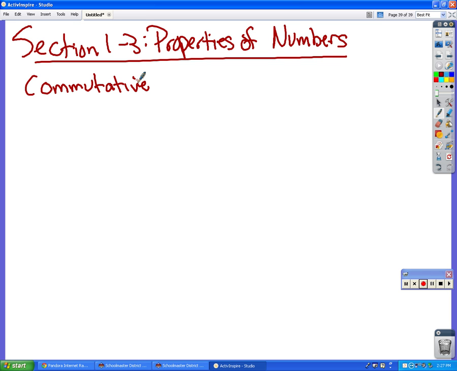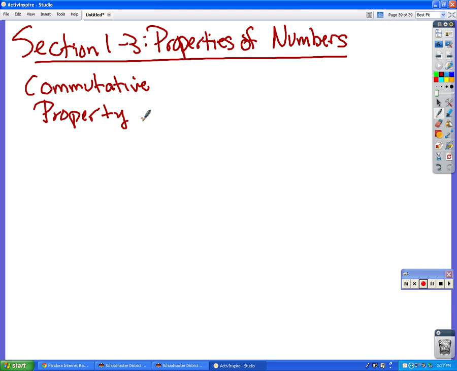And the reason why we're taking notes is because it would probably be pretty hard for you to remember how to spell that on your own. It is. You have it in your notes. Commutative property. C-O-M-M-U-T-A-T-I-V-E.